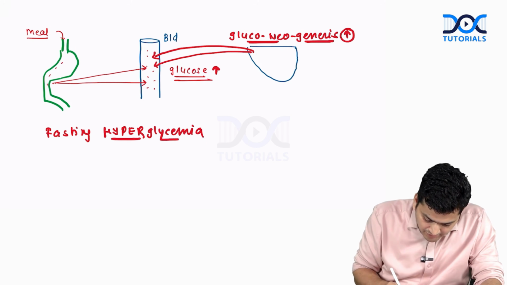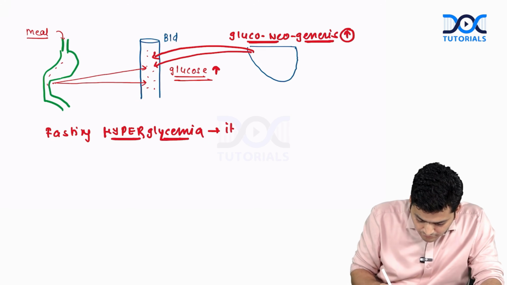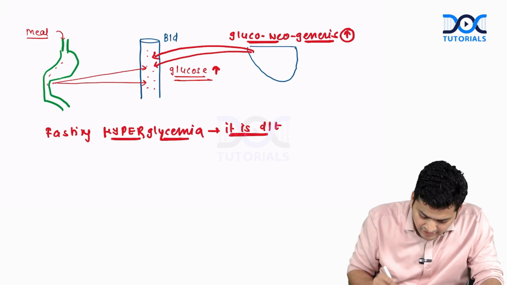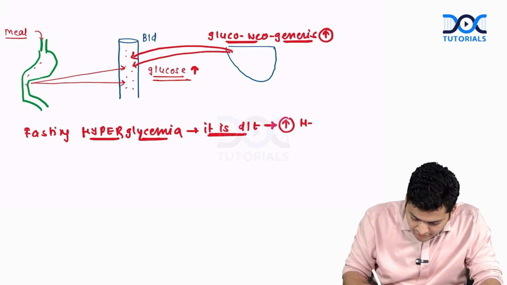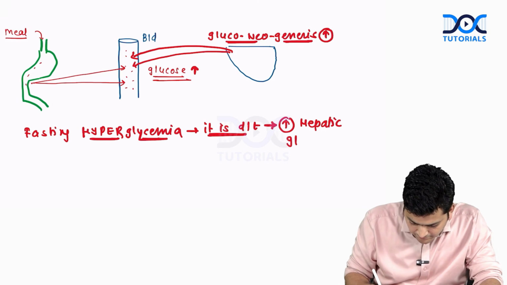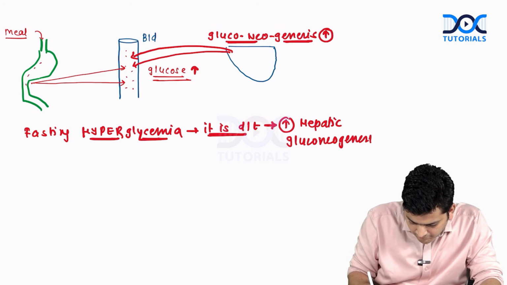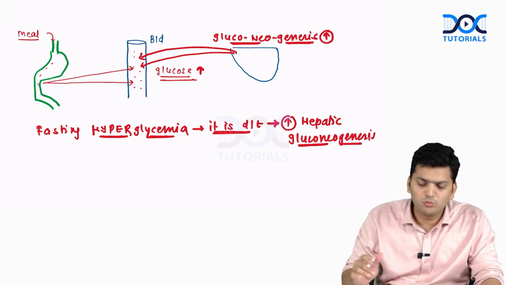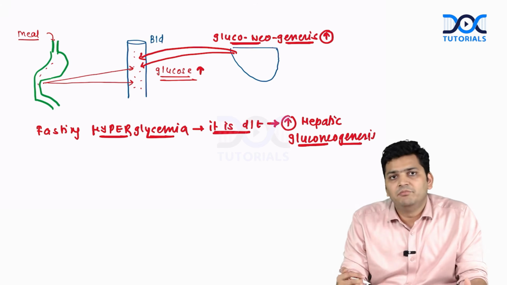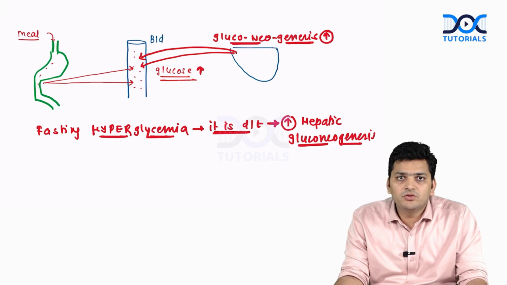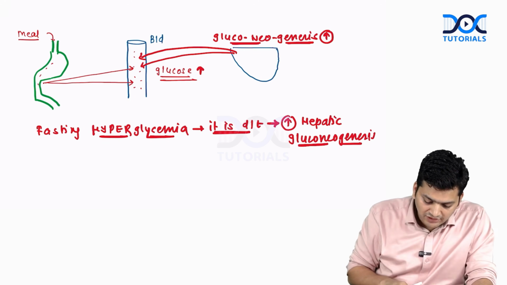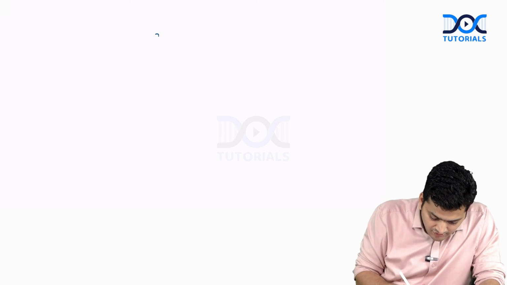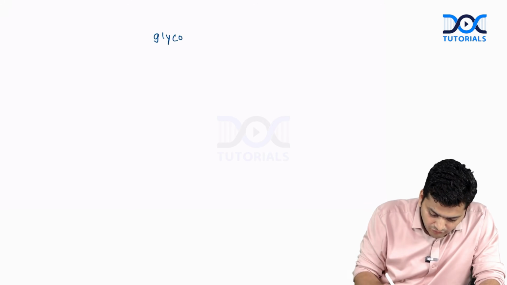Fasting hyperglycemia is due to an increase in hepatic gluconeogenesis. Hepatic gluconeogenesis is occurring more. So we have discussed different pathways related to glucose and different pathways related to glycogen. If I write down the 4 pathways that we have discussed so far, one was glycolysis, that is the breakdown of glucose.